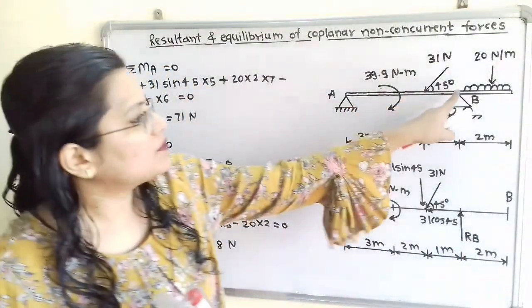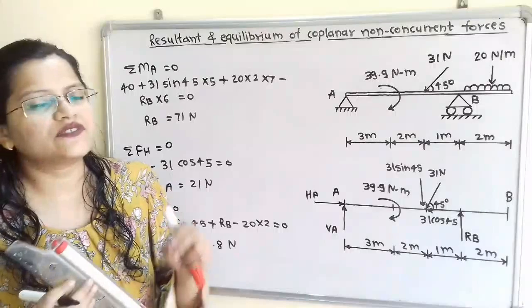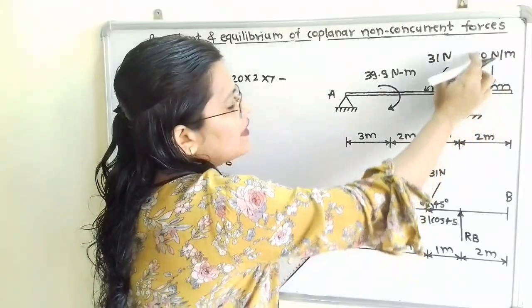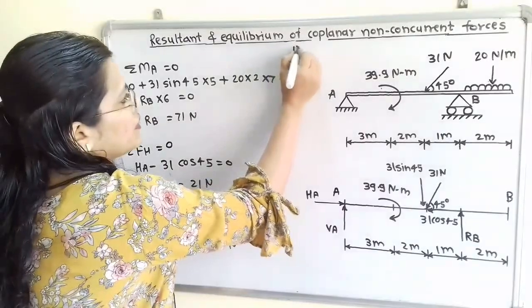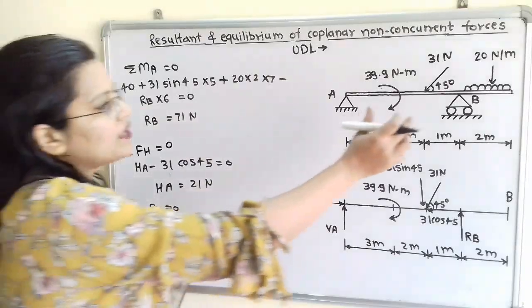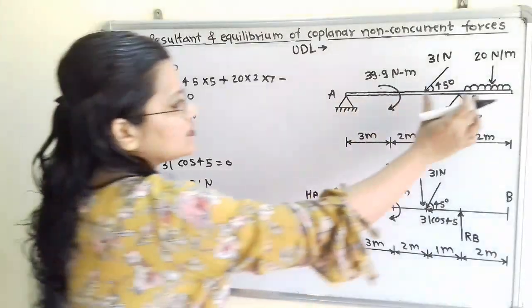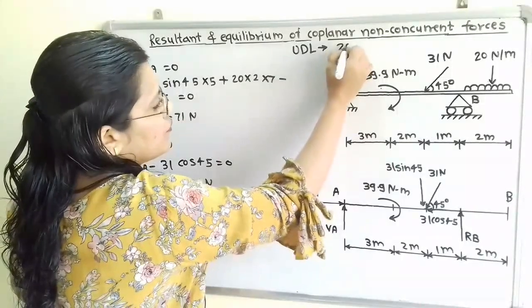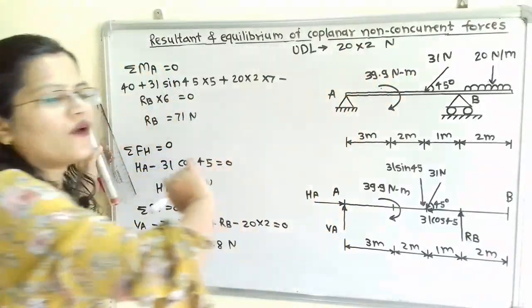Now if we observe, for the remaining portion there is no support, and that's why it is known as an overhanging beam. For this portion after point B, a uniformly distributed load is given. So we will write here uniformly distributed load, and see how to find out its magnitude. This uniformly distributed load is given as 20 Newton per 1 meter, and this load is distributed over a 2 meter length. So the magnitude is equal to 20 multiplied by 2. So this is the magnitude of the uniformly distributed load.